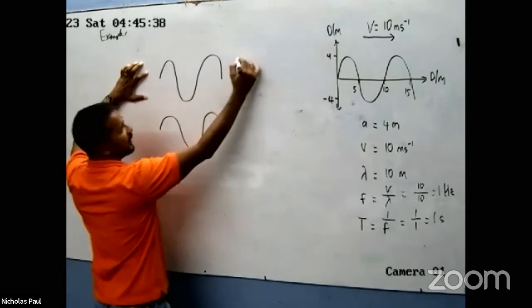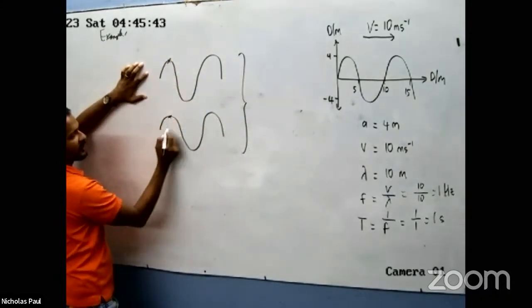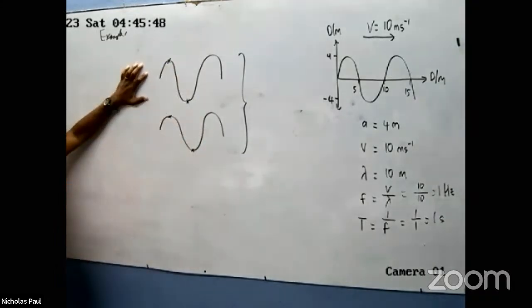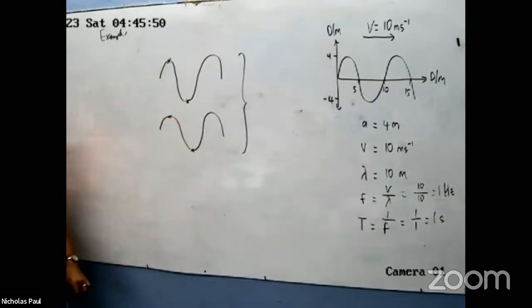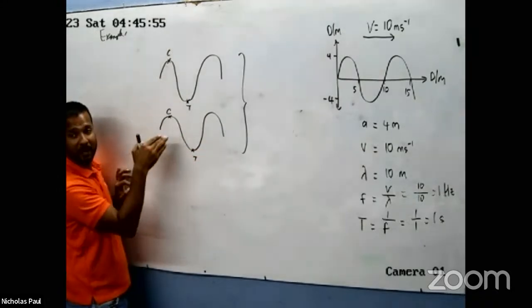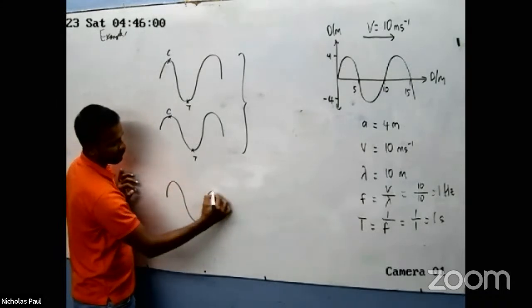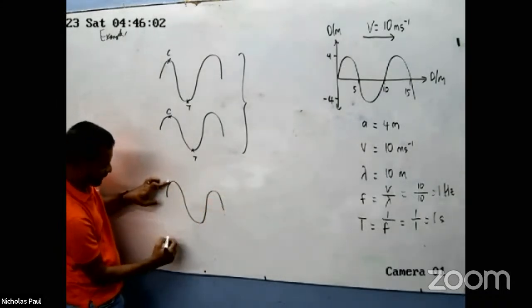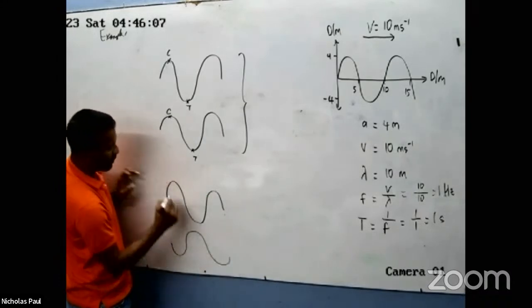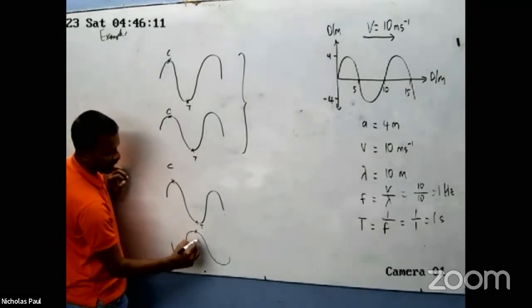Right? So these two waves here, the crest meets up with this crest, and the trough meets up with this trough. So crest and crest lining up, trough and trough lining up. Okay? And in this example here, notice that the crest is lining up with a trough, and a trough is lining up with a crest.